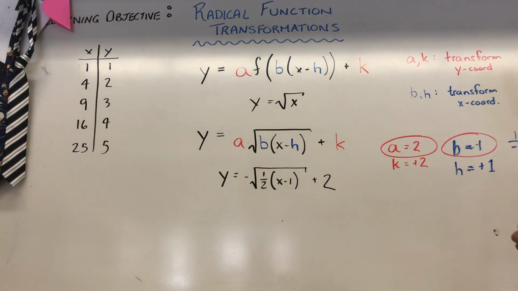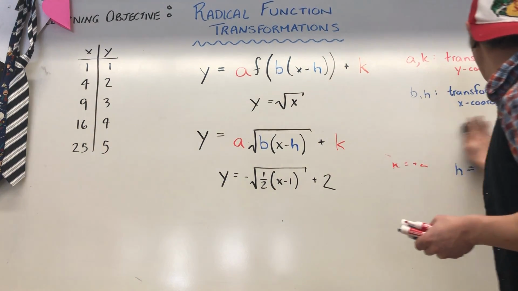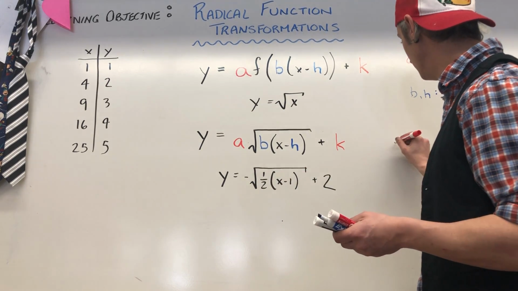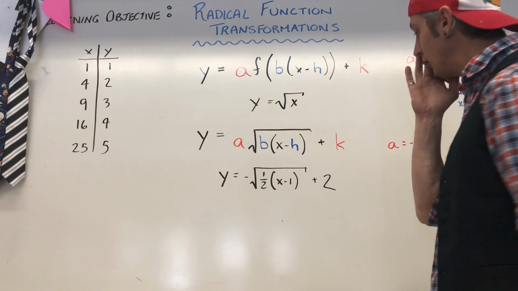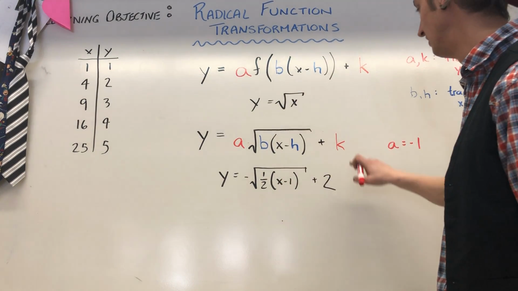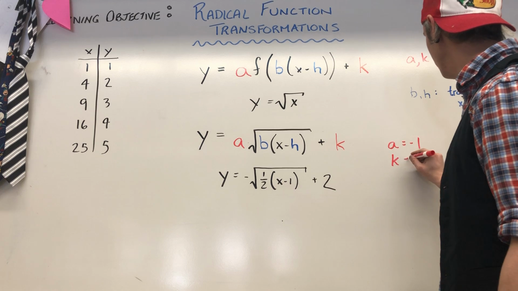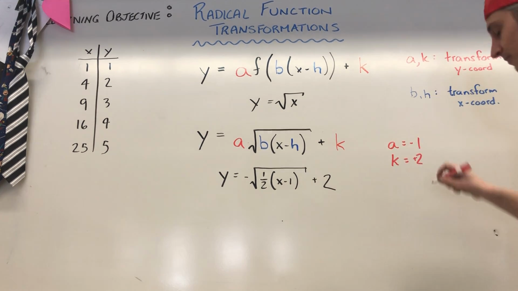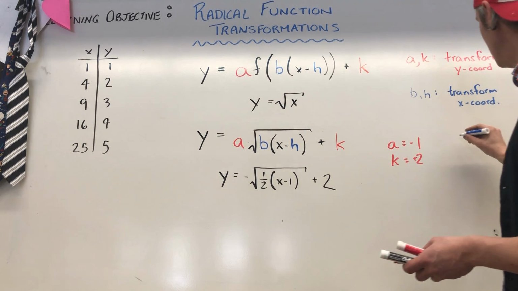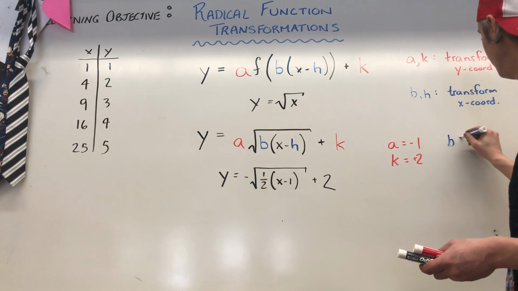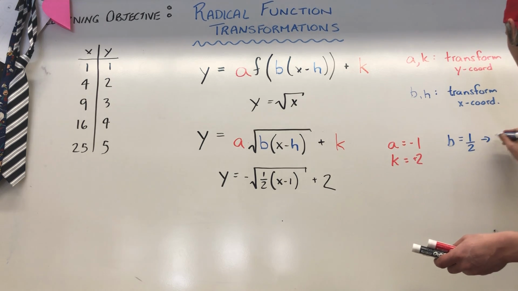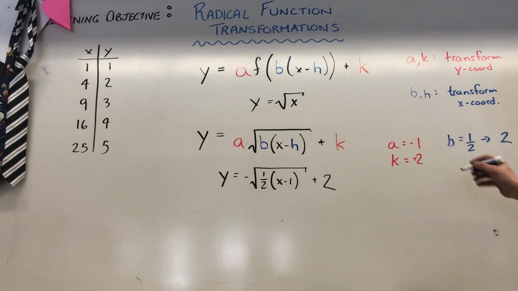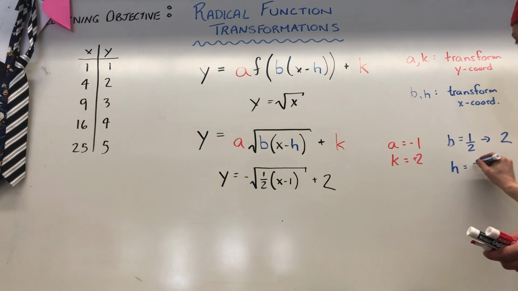So, I look there. I'm going to identify what all my letters are. That's the first thing I'm going to do. I have a negative, invisible 1. So a is negative 1. I can already tell I'm going to be reflecting in my x-axis. My k is 2. So for all my y coordinates, I'm going to be multiplying by negative 1, adding 2. And then b is 1/2, which means that 1 divided by 1/2 is 2. I'm going to be multiplying all my x's by 2. And my h is negative 1, so it's a positive 1.